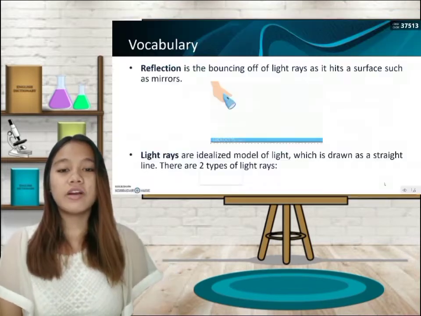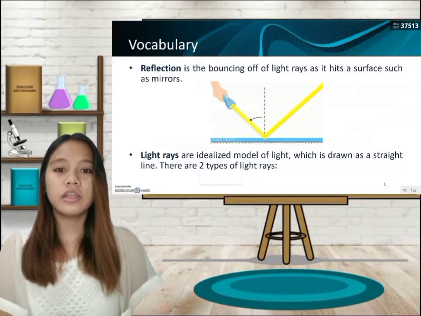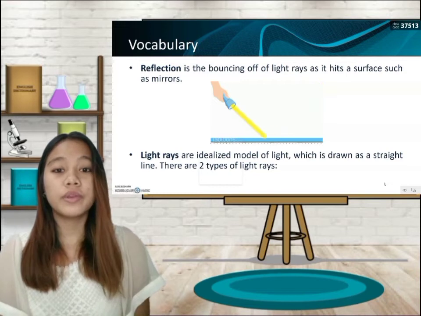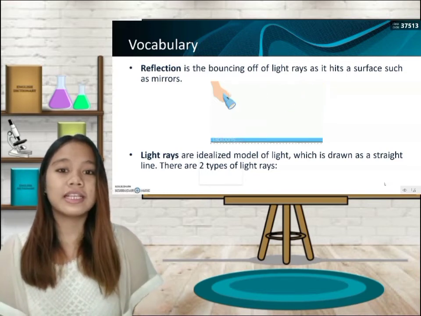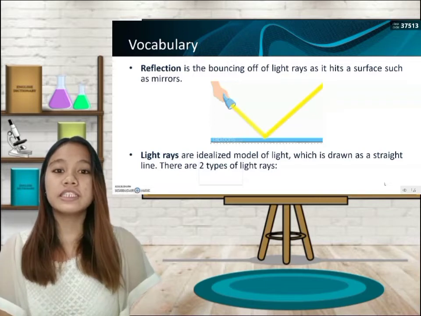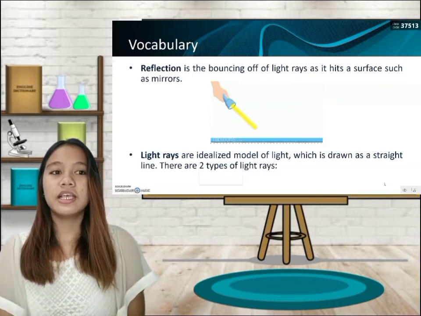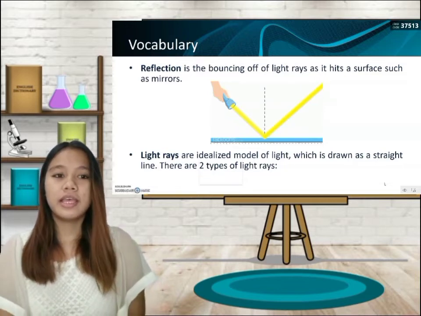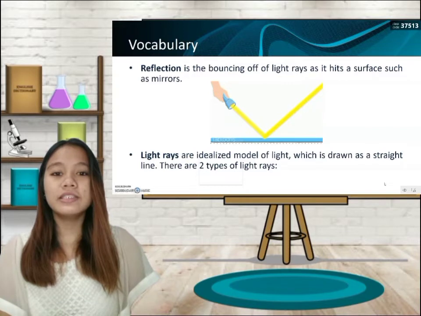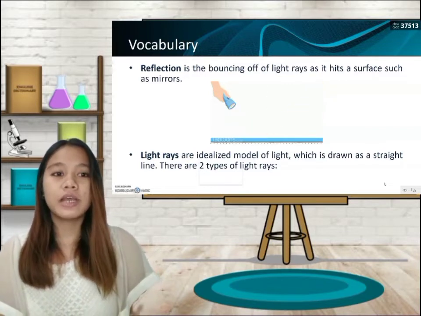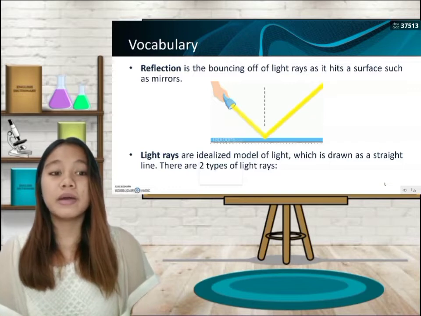So let's go through the vocabulary related to reflection so we can understand the reflection on different types of mirrors that we are going to discuss on the next slides. First, let's define reflection. Reflection is the bouncing off of light rays as they hit a surface such as mirrors. As you can see in the GIF, the light coming from the flashlight approaches the mirror and then bounces off, and that is what we call reflection.